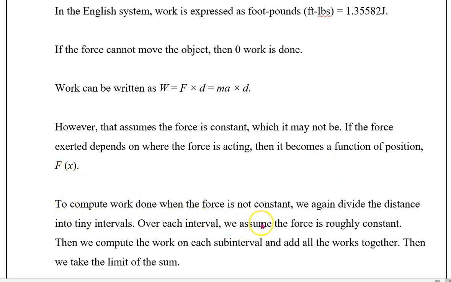To compute the work done when the force is not constant, we will again divide the distance into tiny intervals. Since each interval is very small, we can assume that the force over that small distance is roughly constant. Then we compute the work using this formula here, where over that tiny interval of distance, the force is constant, and we can write F times d equals work, or mass times acceleration times distance equals work. Then we compute the work on each subinterval and add all the works together. Since this is a Riemann sum, we take the limit of the sum.